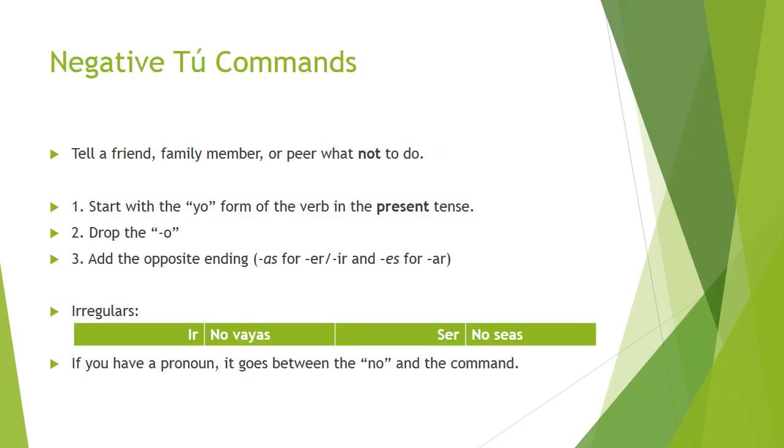Negative Tú commands tell a friend, family member, or peer what not to do. To form a negative Tú command, you start with the yo form of the verb in the present tense. Then you drop the o at the end. And finally, you add the opposite ending. For er and ir verbs, that's as. And for ar verbs, it's es. There are a few irregular negative Tú commands. Ir becomes no vayas, and ser becomes no seas. And finally, if you have a pronoun, it goes between the no and the command.